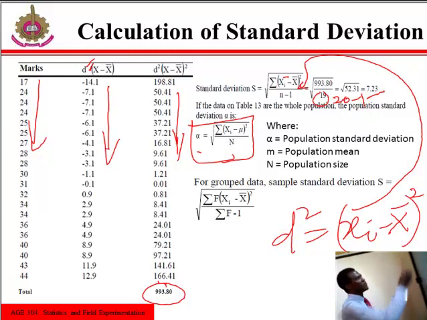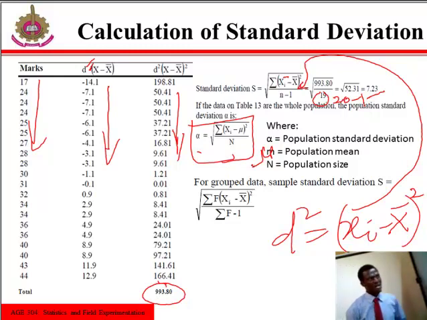Now, if the data given on this table represent the whole population, then the population's standard deviation, that is how far, is given by the square root of summation x minus mu all squared all over capital N. Where sigma represents the population standard deviation, mu connotes the population mean, and N is the population size.